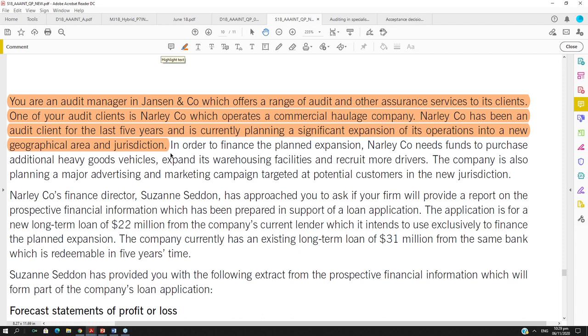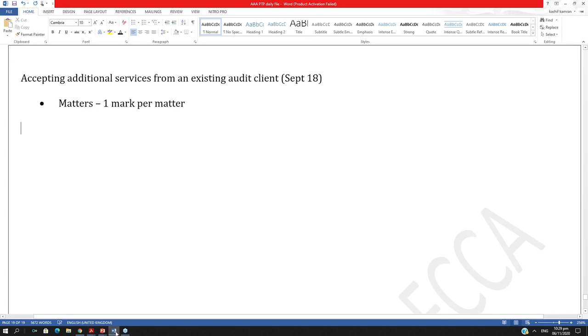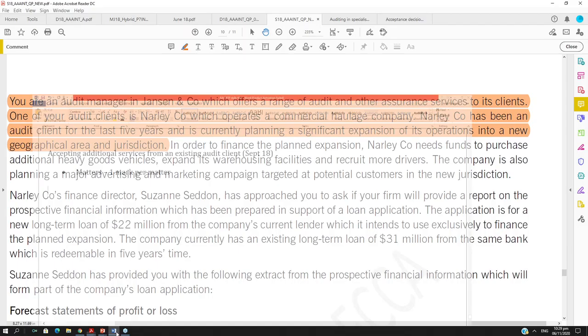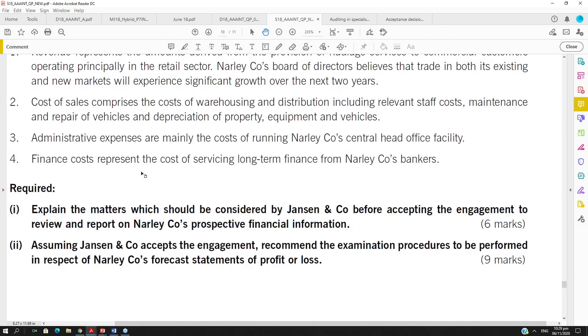Right. So is everyone confirmed that Narle company is our audit client, our existing audit client? And is the management of Narle company asking us to perform another service, which is the prospective financial information? Right. So if you go back and we look at this case here, let me bring the question from here.